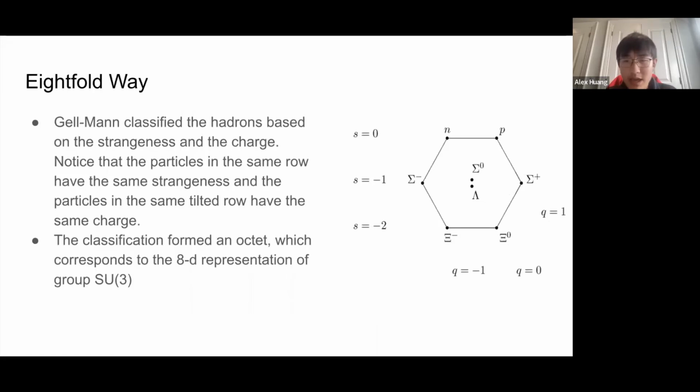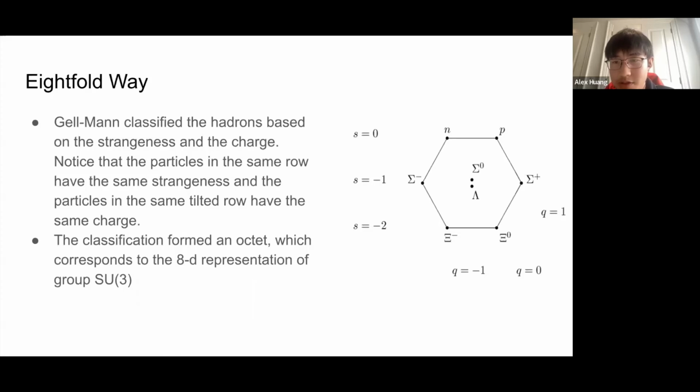So what Gell-Mann actually did is he classified the basic particles based on three quantities: strangeness, charge, and another quantity called isospin. But isospin is very complicated to explain, so I'm going to talk mainly about strangeness and charge in this classification.